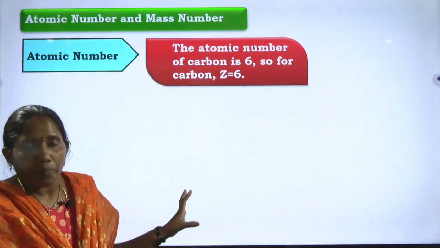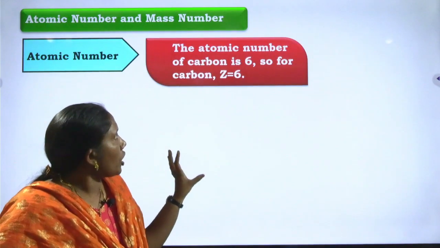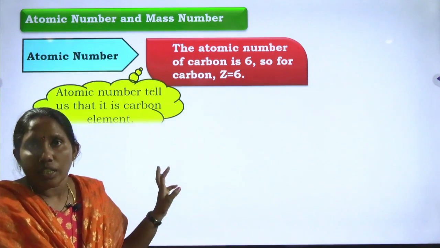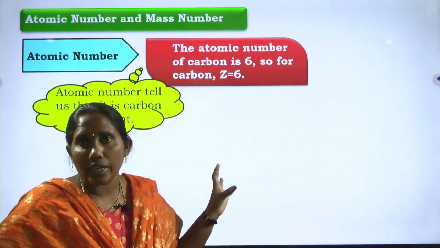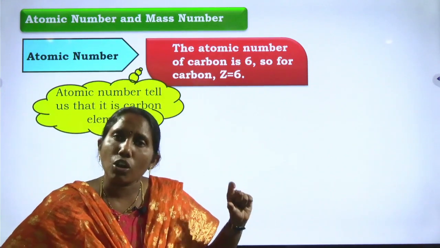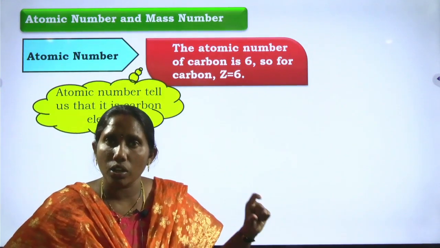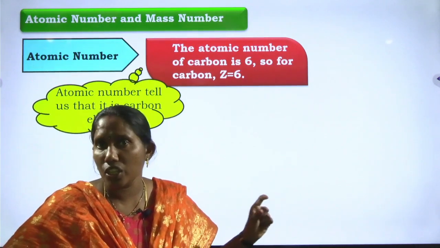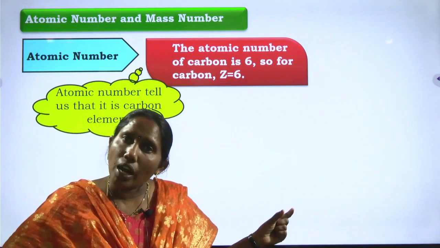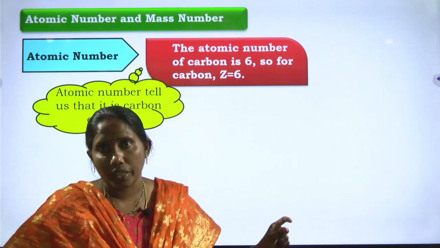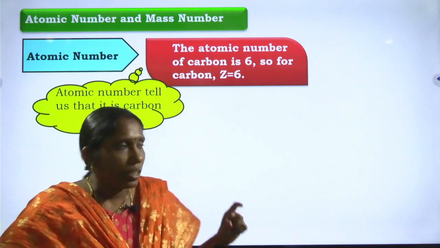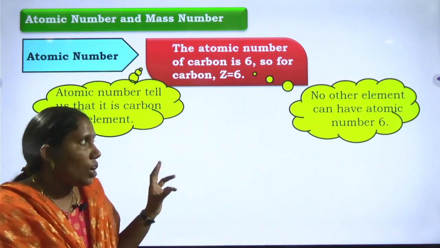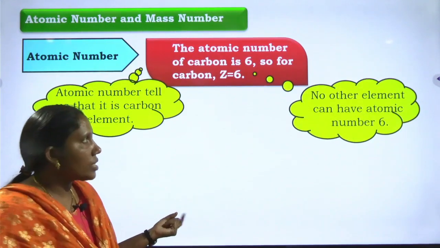Let us see, suppose carbon is there. The carbon's atomic number is 6, which means its Z value is 6. Atomic number 6 always means it is carbon only, because that 6 is allotted to carbon. The number of protons present in carbon will be 6. There is no change. No other element will have 6 protons in its nucleus. So the number will be unique for each element or atom. No other element can have atomic number 6.